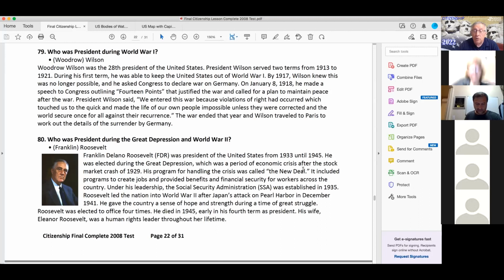The question has to do with World War II and the Depression. Who was the president then? It's Franklin Roosevelt. So I don't want you to get confused with the Roosevelts. And he was the president who was elected to serve the most years as any president ever has, and he died when he was in office in 1945. And his vice president became president when he died.